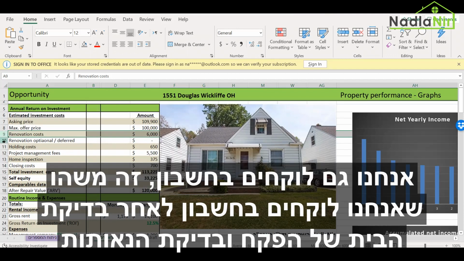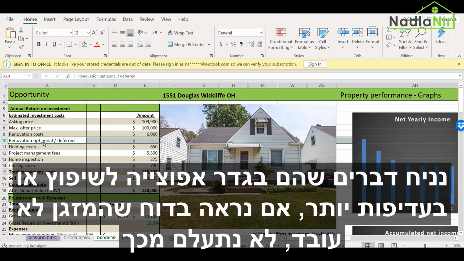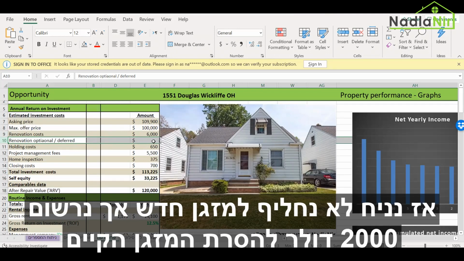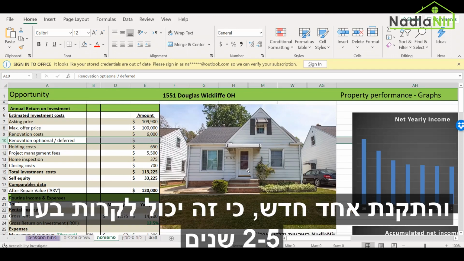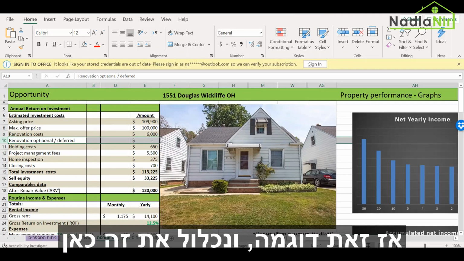Okay. We are also factoring, post our inspection and due diligence, renovation with optional or deferred items. Like we might see in the inspection there is an AC that is working but is very old, so we will not ignore it. We say, you know what, we're not replacing the AC, but let's put here, I don't know, $2,000 to remove the existing AC, buy a new one, install it, because it might happen in the coming 2, 3, 5 years. So that's an example of items we might include here.